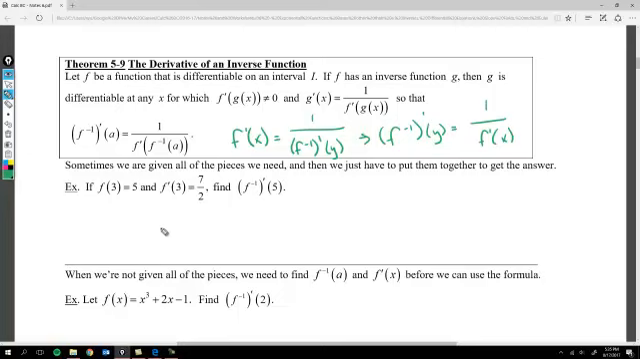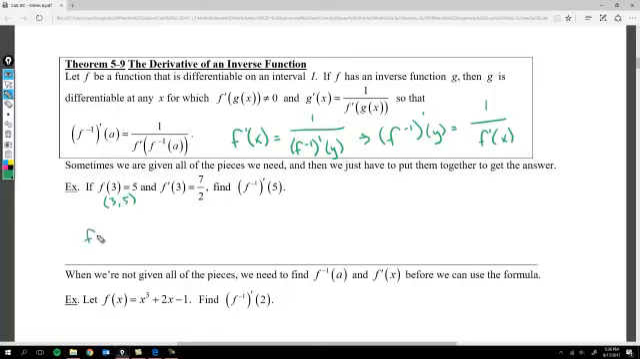So we're given f of 3 equals 5, which means we have a point (3, 5). The x value is 3, the y value is 5. And we're given f prime of 3 equals 7 halves. Find f inverse prime of 5. At first, this problem might not make sense because 5 is not the same number as 3, but because we're working with an inverse, we indeed are working with the same point. 5 is just the y value, and 3 is the x value.